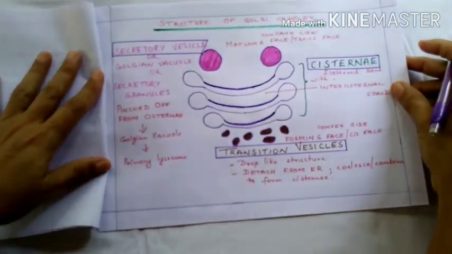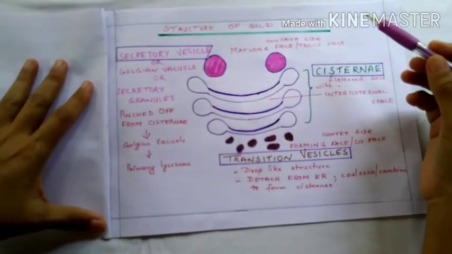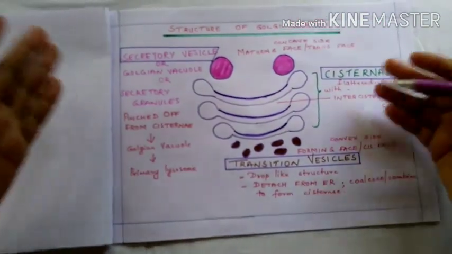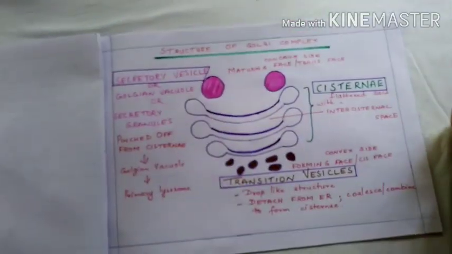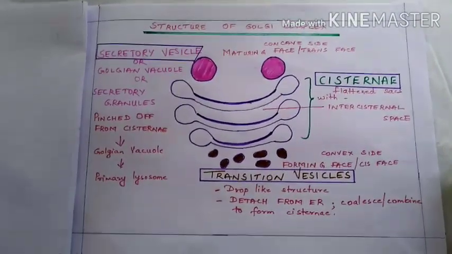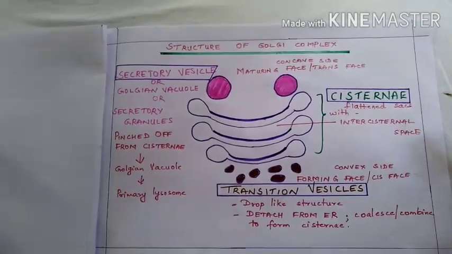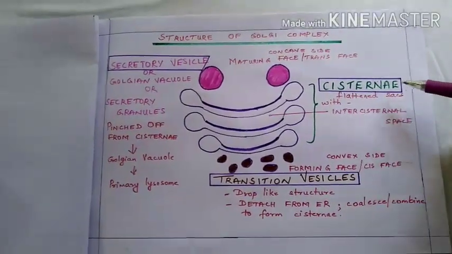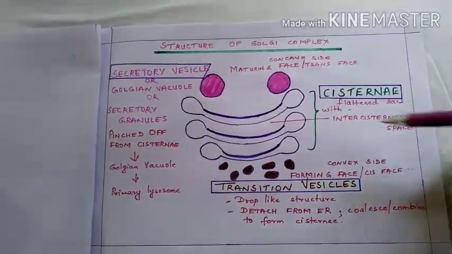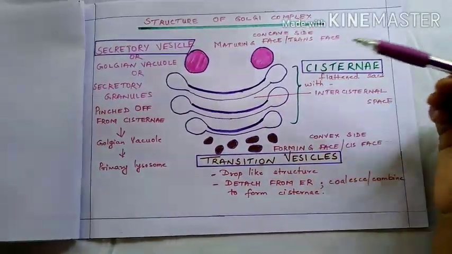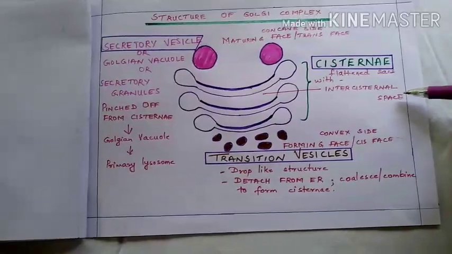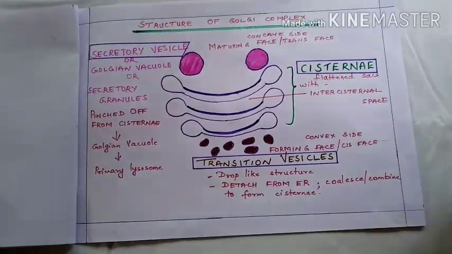Let's take a detailed look at the structure of a Golgi complex. As you can see, we can see three different components in a Golgi complex. The flattened structures are called cisternae, and as you can see, there are spaces between the cisternae referred to as the intercisternal space.